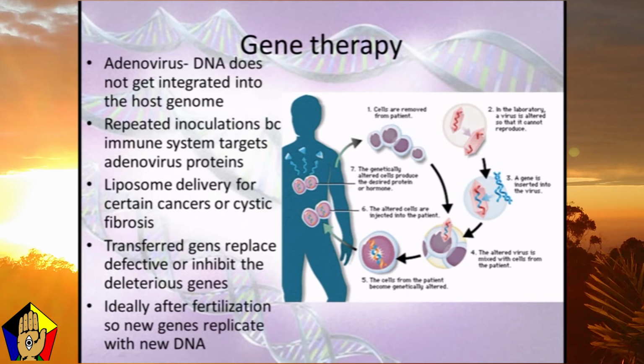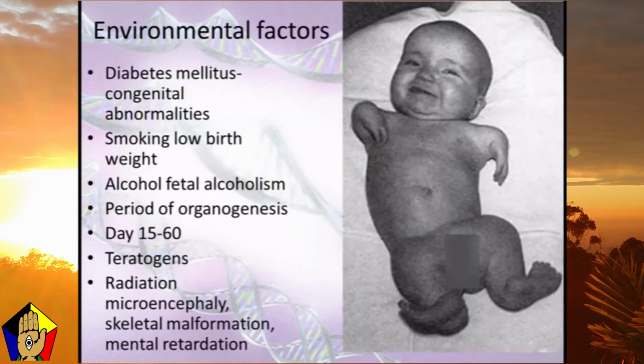So another problem that happens right here, environmental factors. Things like diabetes during pregnancy. And you already know that diabetes can cause things like abnormal weight in babies, giving big fat babies. Smoking can cause it. Smoking causes low birth weights.